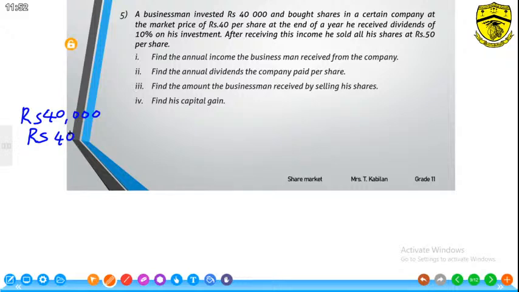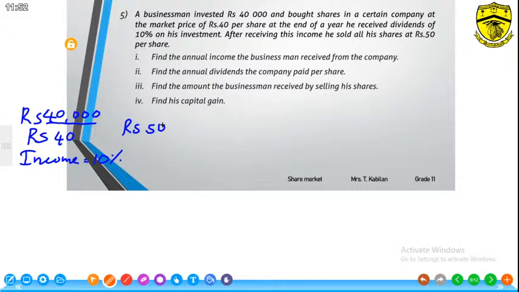At the end of a year, he received dividends of 10% of his investment. So the dividend income is also given, that is equal to 10% of the investment amount. After receiving this income, he sold all the shares at rupees 50 per share. So the selling price is rupees 50 per share, right? Part 1.